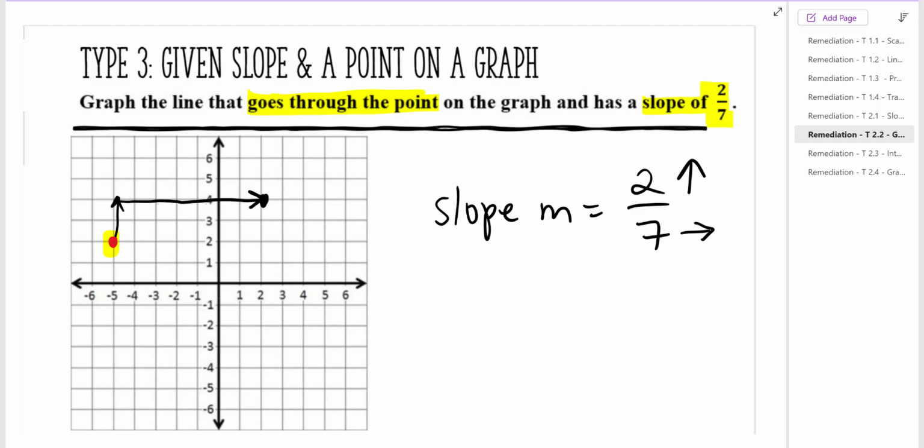Okay, and then after, just connect the points. Y después solo necesitas conectar los puntos. Y esa es tu gráfica. So just remember, connect the 2 points, draw that line, and that's your graph.